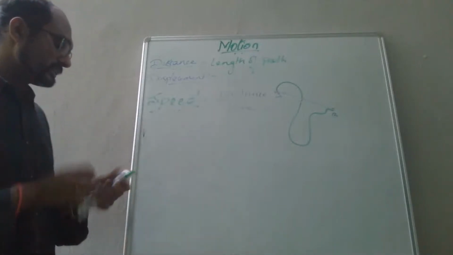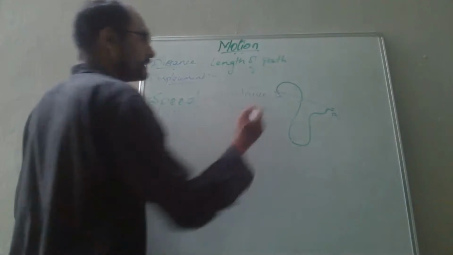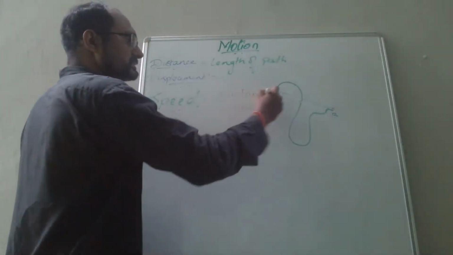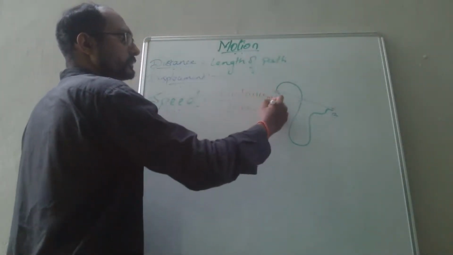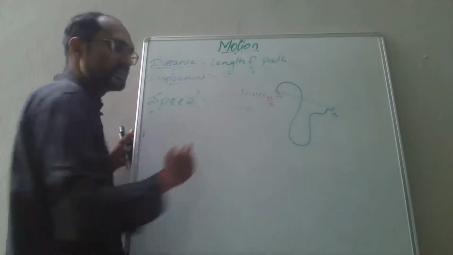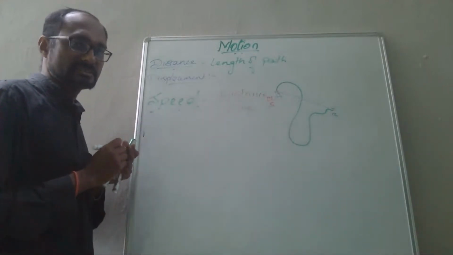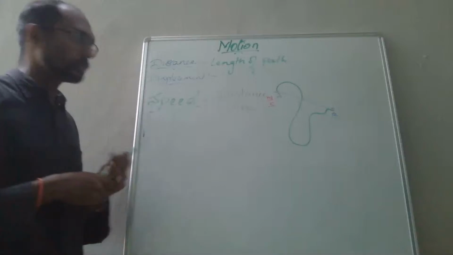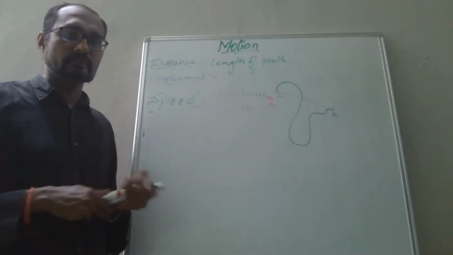And if we look into units, the unit of distance is meter and the unit of time is second. So the unit of speed is meter per second. Now coming to the next word, velocity.